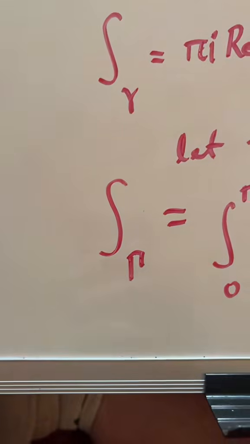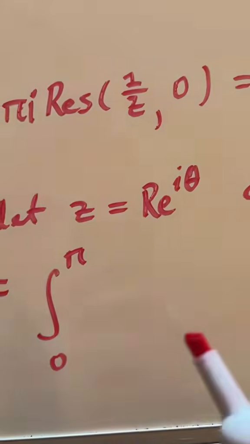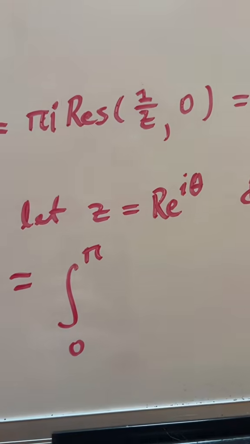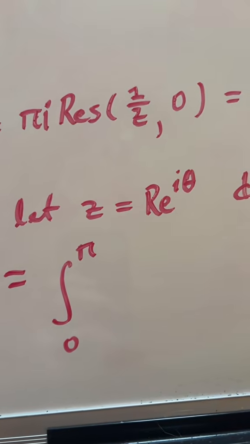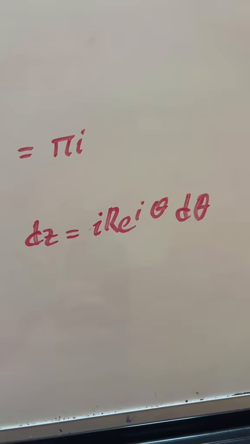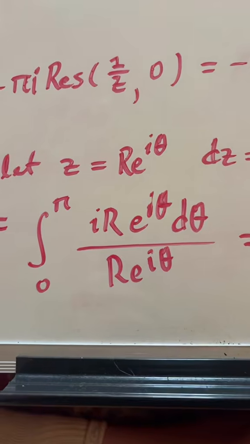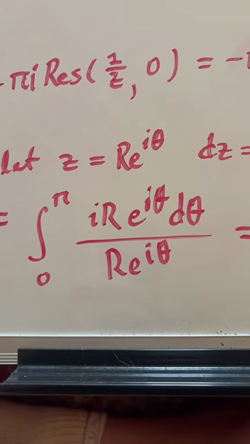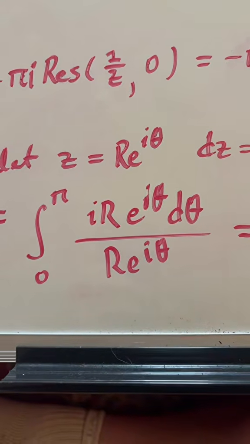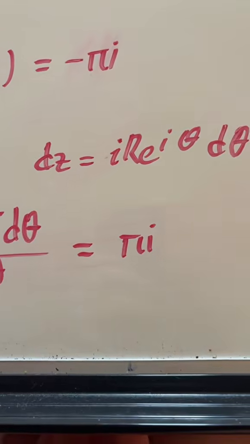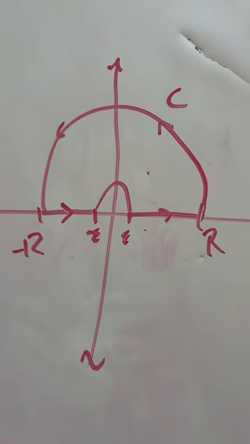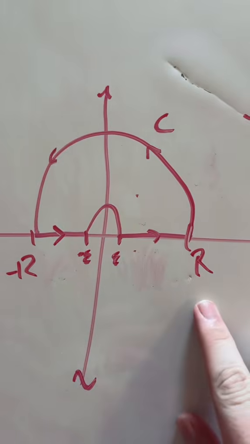The integral over big gamma we can solve by letting z equal r times e to the I theta. So when z is equal to r times e to the I theta, we get that dz is ir e to the I theta d theta. And then when we plug everything in, we get the integral from 0 to pi of ir e to the I theta d theta over r e to the I theta, which just leaves us with pi I. So the integral over big gamma was actually completely independent of the radius big R.